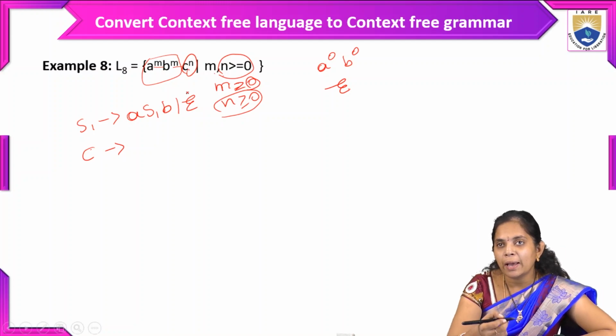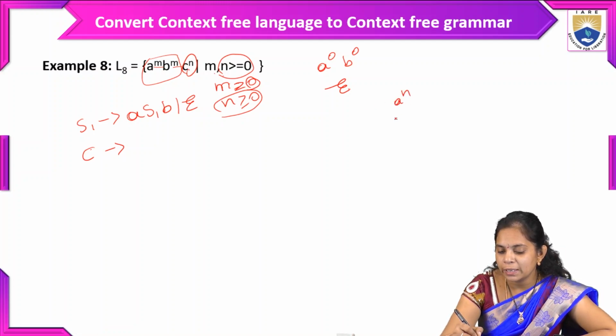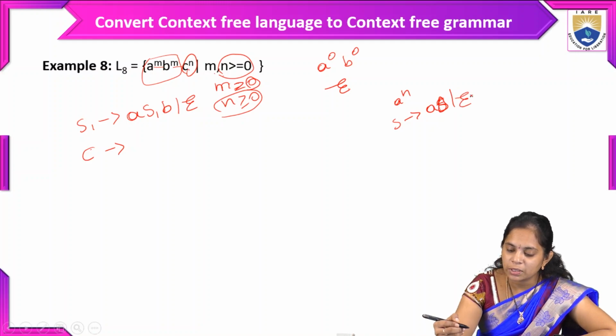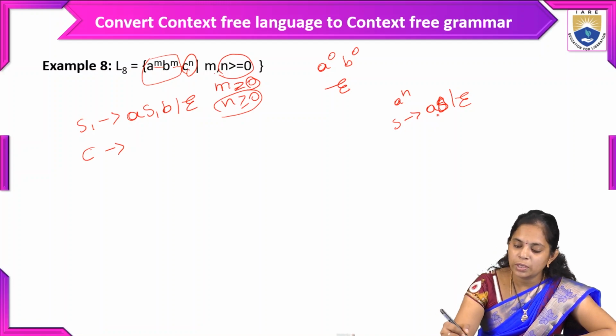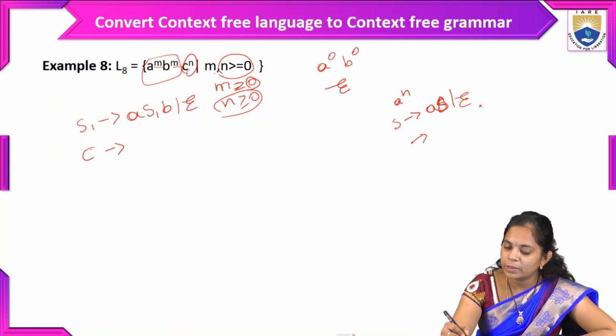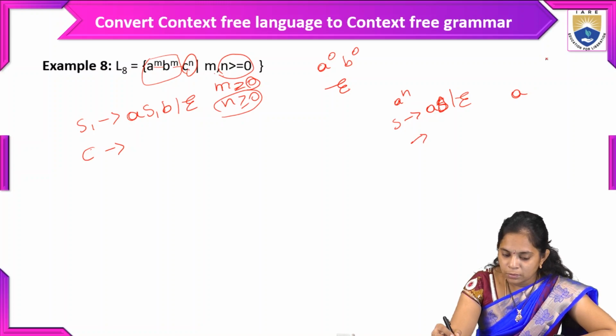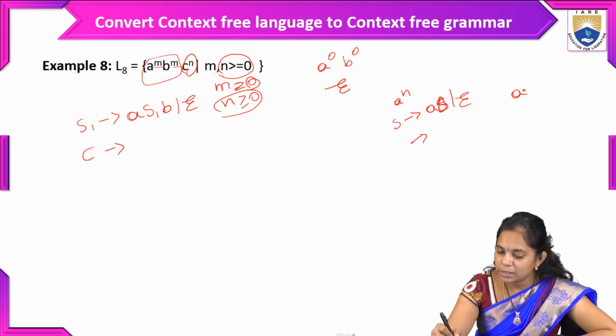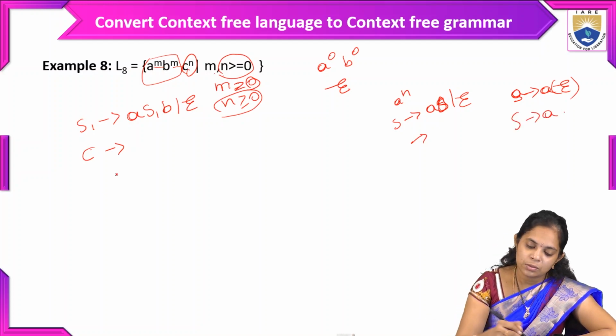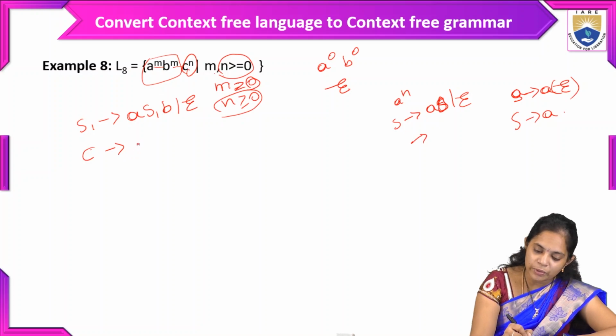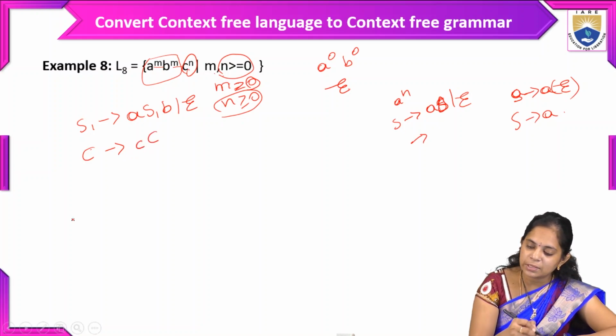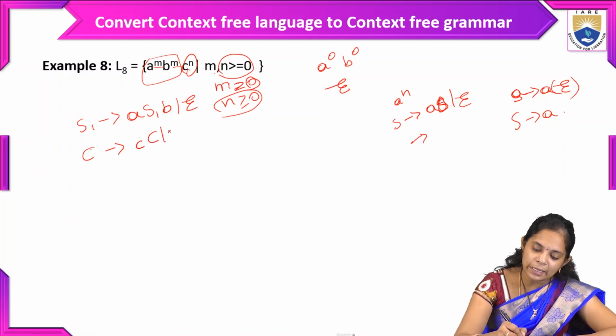So c power n, how will we write a power n or b power n? So S tends to a capital A S, and greater than or equal to 0 in the sense we need to write the epsilon. So if we have a power 0, A tends to a power, A is there, epsilon, A tends to a is there. And here for the C value we will write the small c and capital C, which is followed by capital C and epsilon.